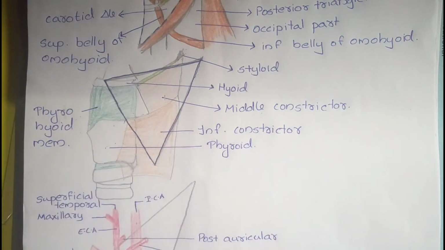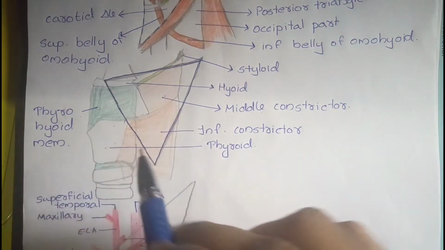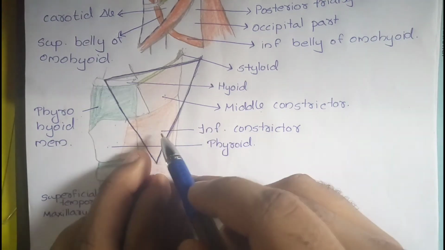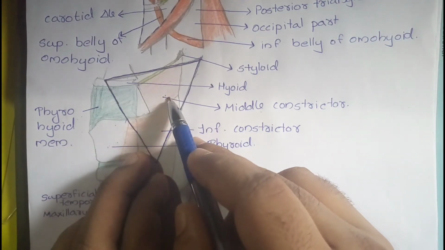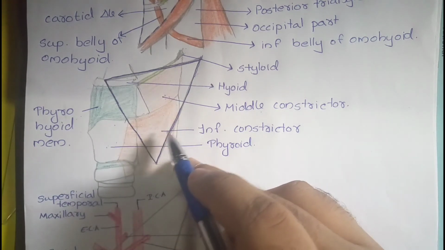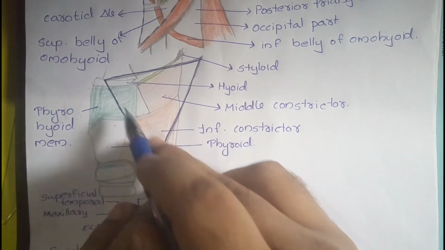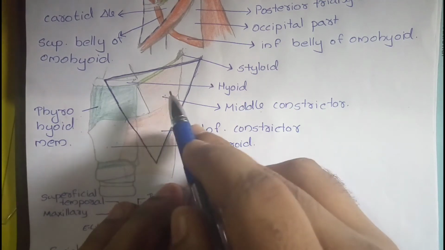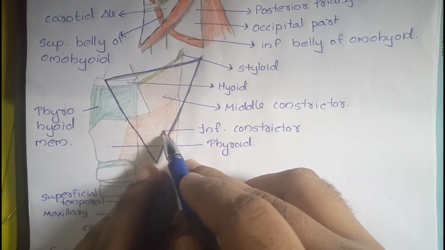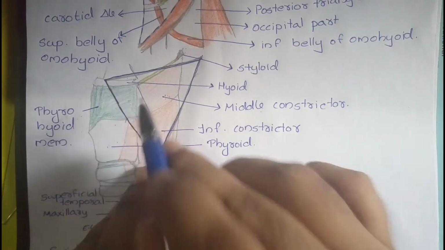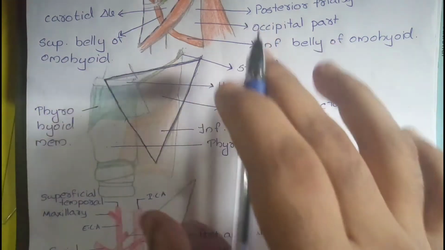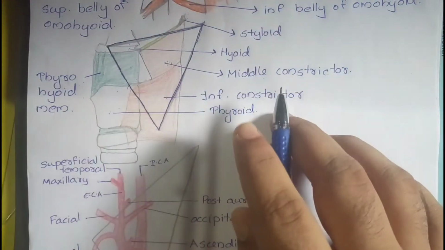Now which are the floor of this triangle? It includes the middle constrictor of the pharynx, the inferior constrictor of the pharynx and the thyrohyoid membrane. So the thyrohyoid membrane, middle constrictor of the pharynx and inferior constrictor of the pharynx form the floor of the carotid triangle. All these are for the floor of the carotid triangle.